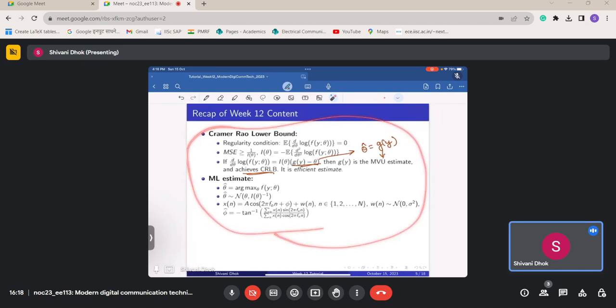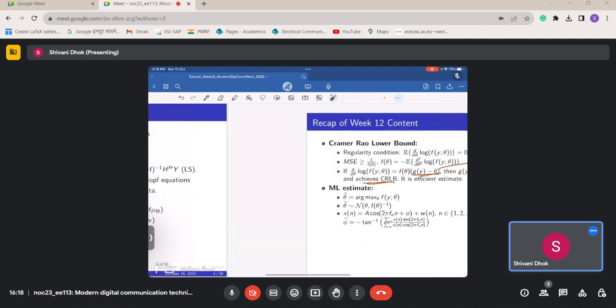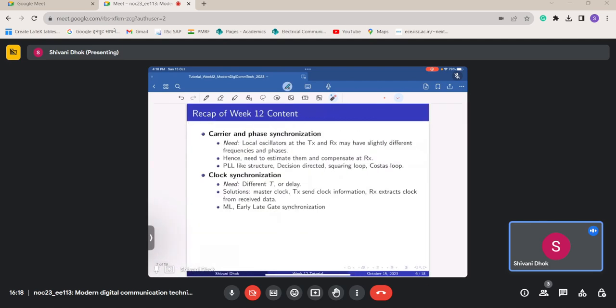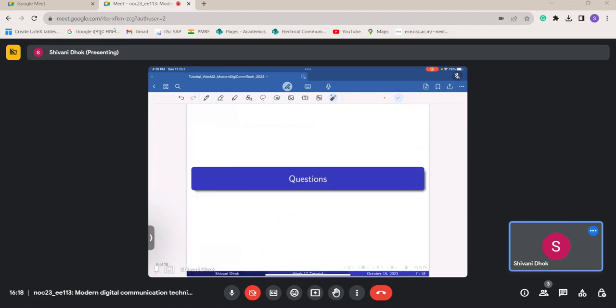I also saw your assignment. There are a few questions related to the Cramer Rao bound and ML estimate, so I'll focus on this part a little bit, and a little bit on this part, so that you are able to solve your assignment questions and whatever questions come up in your exam, which will be next week. Okay, if there are any questions, I'll be happy to answer. Otherwise, I'll start with the questions that I have planned to cover today.